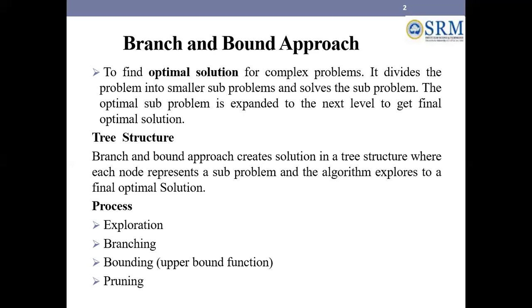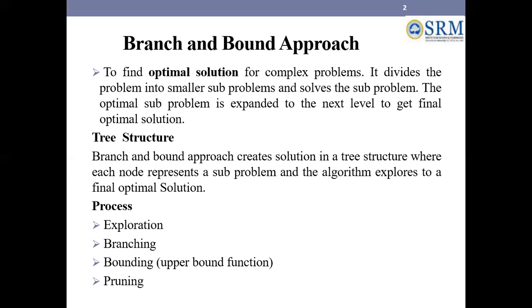Then at this level, solve all the problems and choose the best one. Other subproblems are pruned, removed from the solution space. So the implementation of the branch and bound technique is represented in the form of a tree structure. It has four important processes: exploration, branching, bounding, and pruning.